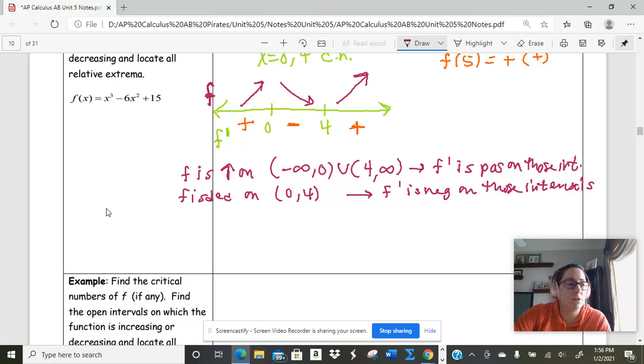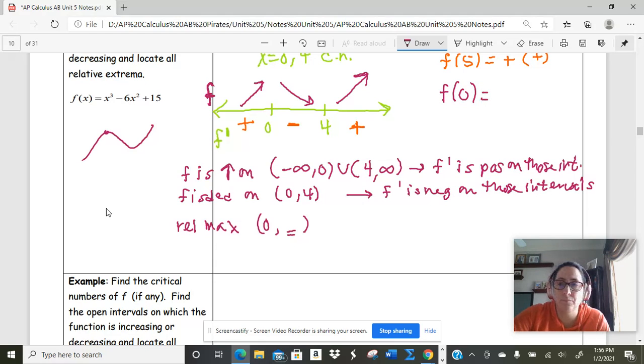Okay, I also know that I have a relative maximum. Think about what the shape of this looks like. So I have this relative max at 0. What is my y value? We haven't found that yet. So let's go find f of 0.